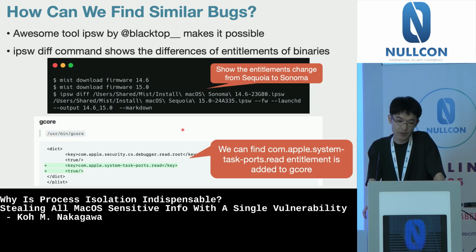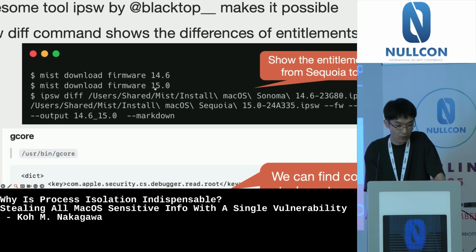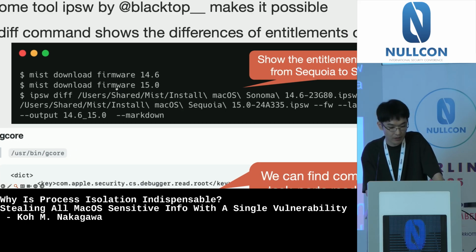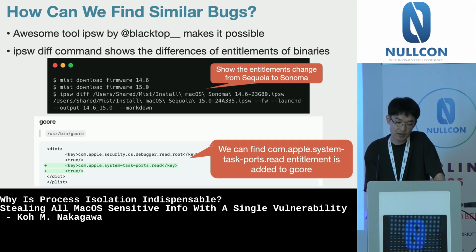So how do we find bugs like this in the future? One very useful tool is ipsw by blacktop. It has a diff command that compares entitlements between binaries across different OS versions. For example, here I downloaded firmware for macOS Sequoia and Sonoma, and running the ipsw diff command clearly shows that the system task port read entitlement was added to gcore. This kind of diff makes it easy to spot when a powerful entitlement has been introduced.